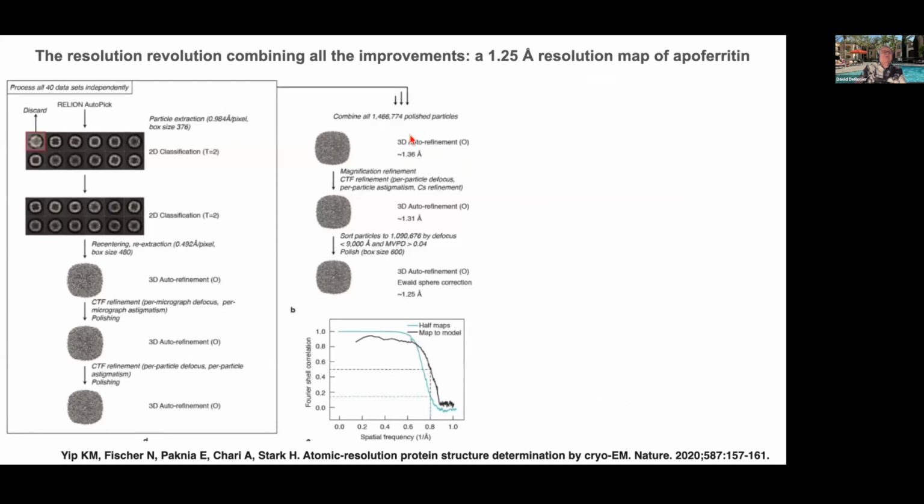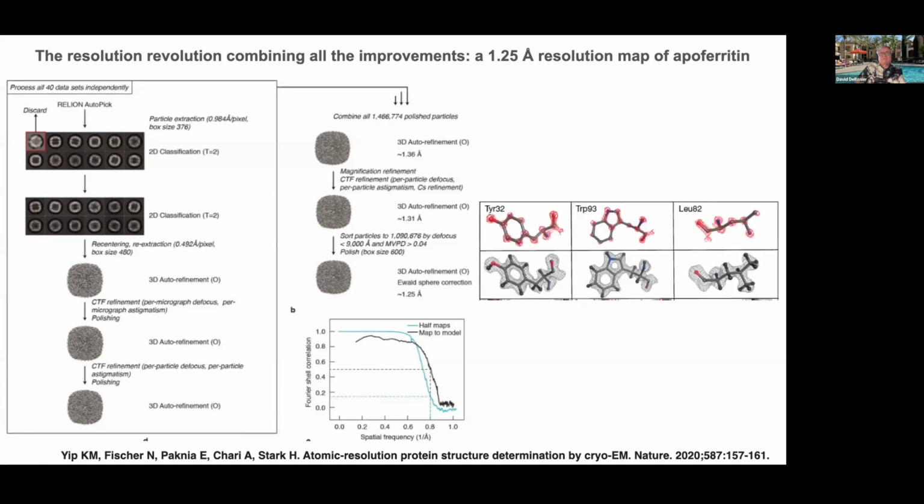Well, here's a sort of example of what can be done in the resolution revolution. And here's a 1.25 angstrom map of apoferritin done by the Holger Stark lab. And you can see here's 2D classification. Here is realigning, and here is a refinement of the defocus values. Here is polishing, meaning correcting for the beam-induced motion. And again, you go through cycles and cycles and cycles of this, sorting particles, combining them, refining their orientation, polishing them, until finally you can get this kind of map on apoferritin.